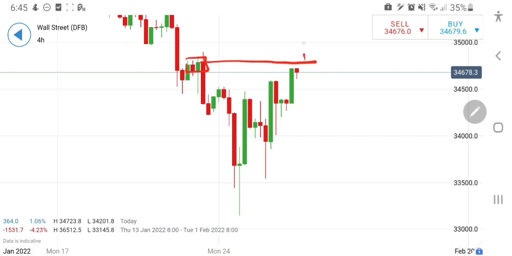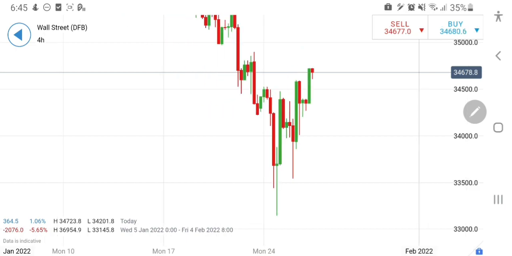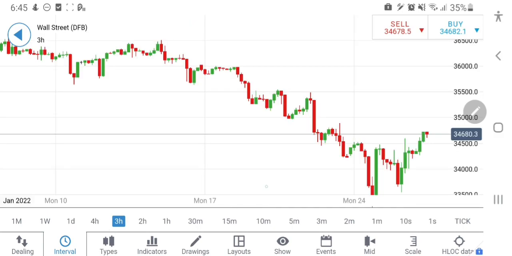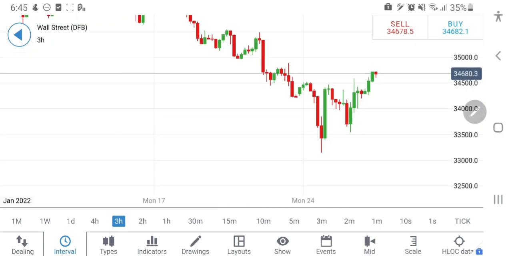once it goes past this zone, it will definitely try to hit back towards 35,200 levels. So sky is the limit on the upside. However, once it goes past the 34,700 800 zone, definitely we might see 35,000 plus levels again today for US30. And when you look at the 3-hour charts, we see a similar formation. On the downside, support is coming in at around 34,000 levels.